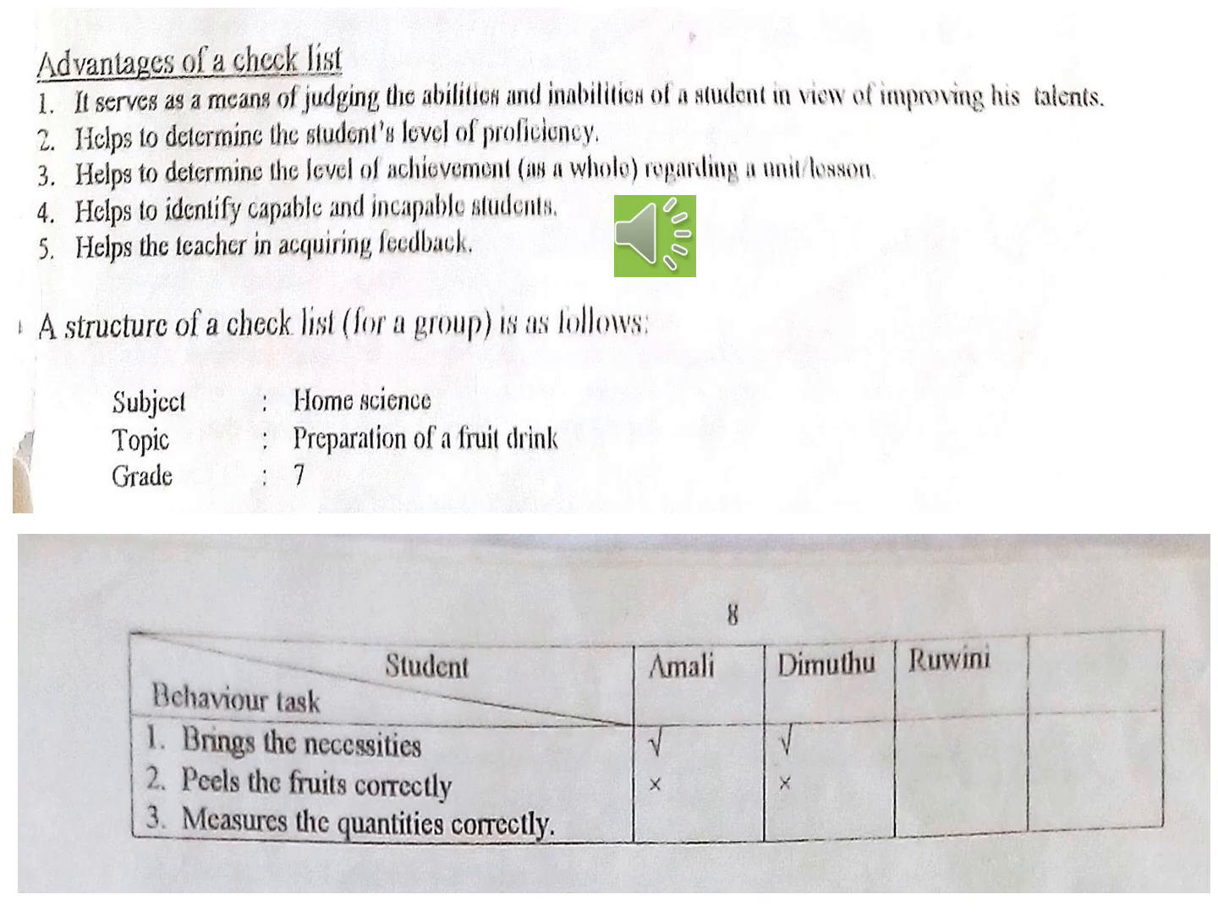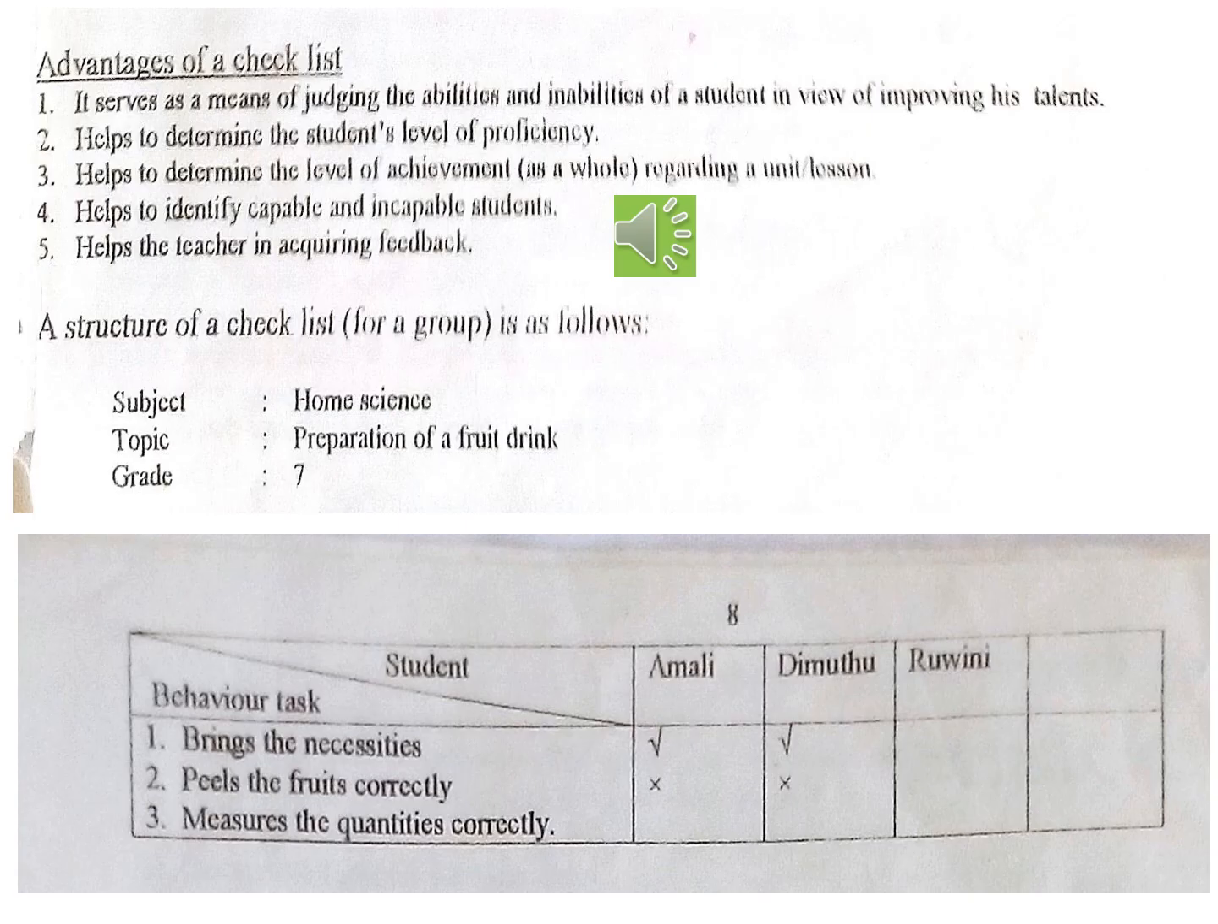If we take cutting onions in a home science class, if the child cuts the onions very slowly and cuts his fingers also, so not proficient enough, right? So wrong or zero. It helps to determine the level of achievement as a whole regarding a unit lesson. If we take dancing, we can check whether the students can dance that particular step correctly, right?